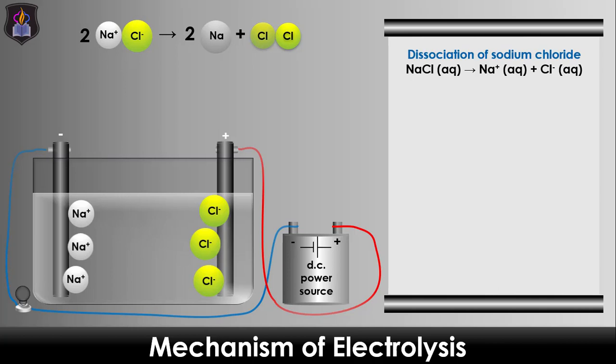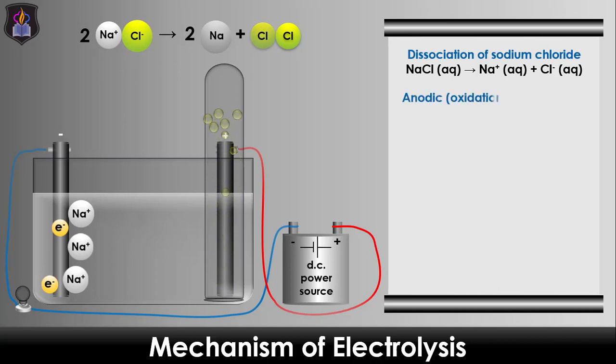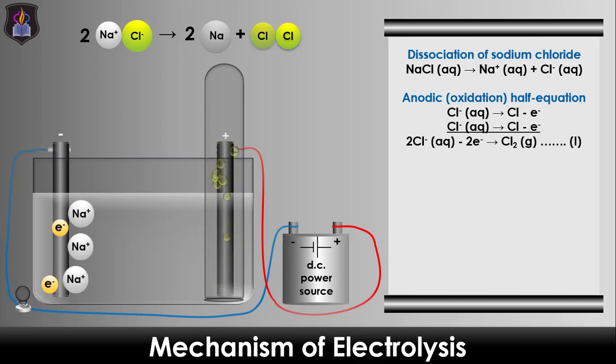At the anode, the chloride ions undergo oxidation by losing one electron each to form chlorine atoms. Two chlorine atoms combine to form a chlorine molecule, liberated at the anode as a greenish-yellow gas. The electrons lost flow through the connecting wires from the anode to the cathode and light up the lamp in the process, confirming the electrolyte as a conductor of electricity.